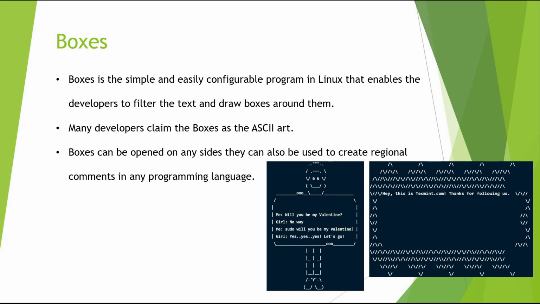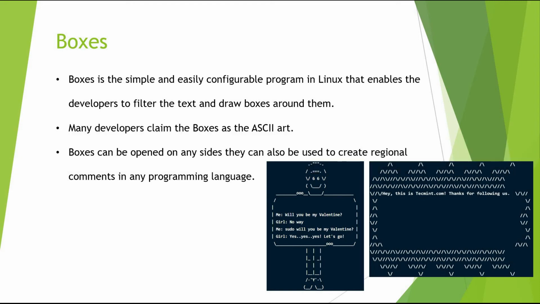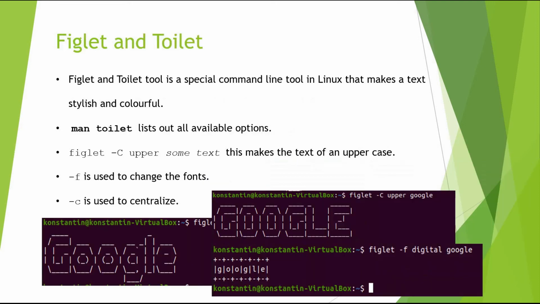Boxes is a simple and easily configurable program in Linux that enables developers to surround the input text with boxes. The variations can be very big, from a simple frame to a whole image. So many developers describe Boxes as ASCII art. All you need to do is specify which kind of shape you want to surround the input text. Boxes can be opened in any size, and they can also be used to create regional commands in any programming language.